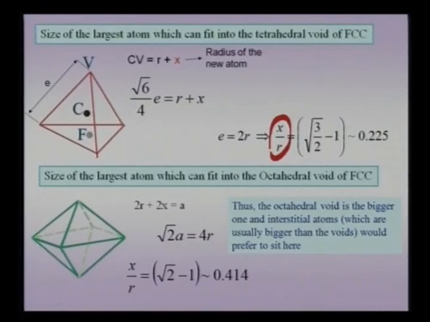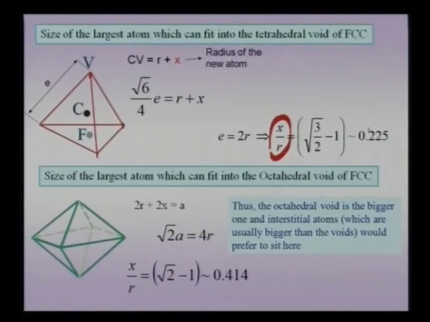In other words, if I have a smaller size sphere, then it will not be bonded properly to the 4 atoms around this tetrahedral void position, and if I put a larger size atom, it is going to cause strain in the lattice. Therefore, the correct size sphere which can fit into this void is a sphere whose radius is about 22.5% of the radius of the atom at the lattice positions.